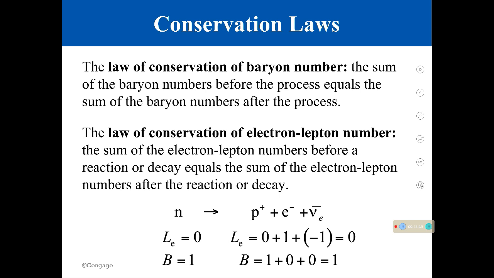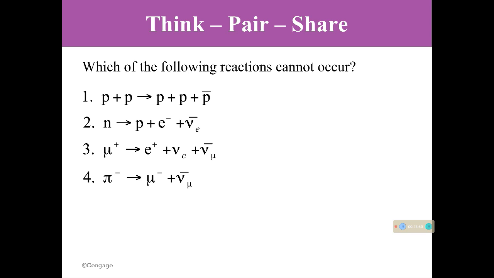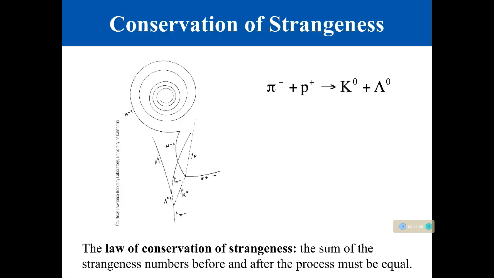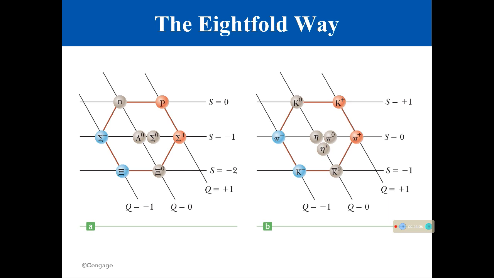Just conservation. And baryon is really easy because it's 1, it's 1, it's 0, it's 0. Does that make sense? Look at the chart and make sure the numbers are the same on both sides. I'm not going to make you do it right now because we're running out of time, but which of these cannot occur? You would look at both of those conservation laws. Then there's also conservation of strangeness, which, as the name suggests, gets very weird.